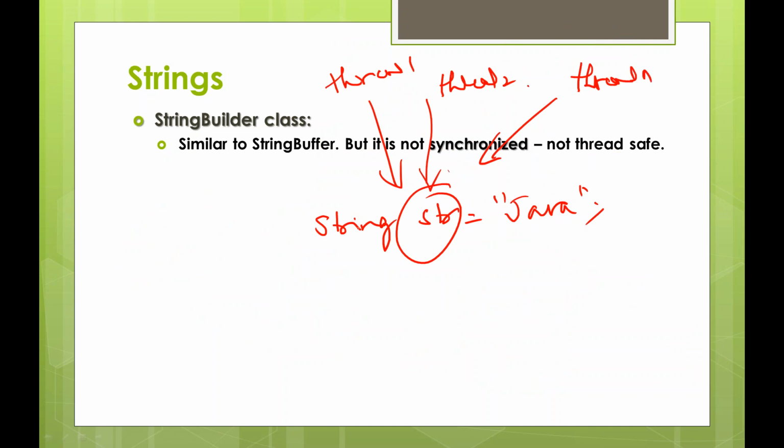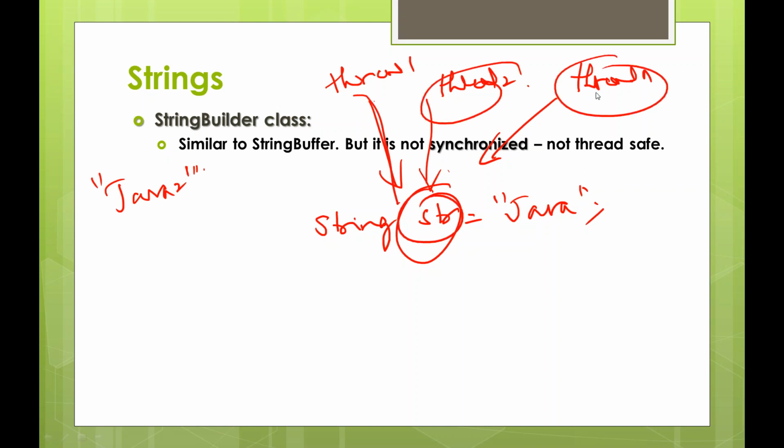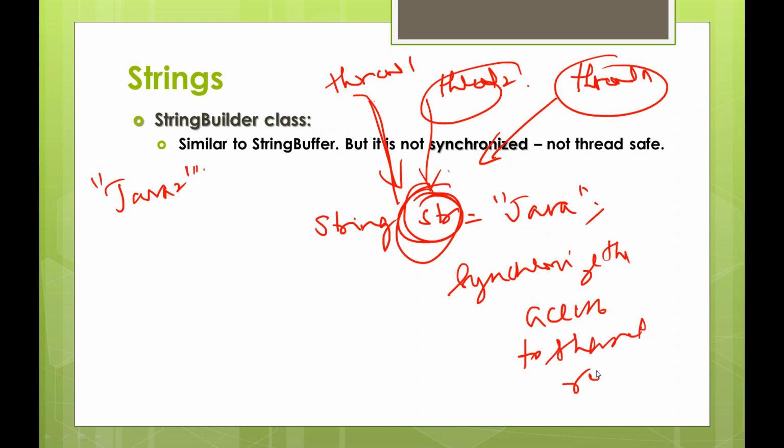whatever issue we saw before, that is, thread 1 seeing Java 2, those things will not happen, because as soon as thread 1 tries to access the string, all the other threads will not have access to this particular string object. We are trying to synchronize access to the shared resource.